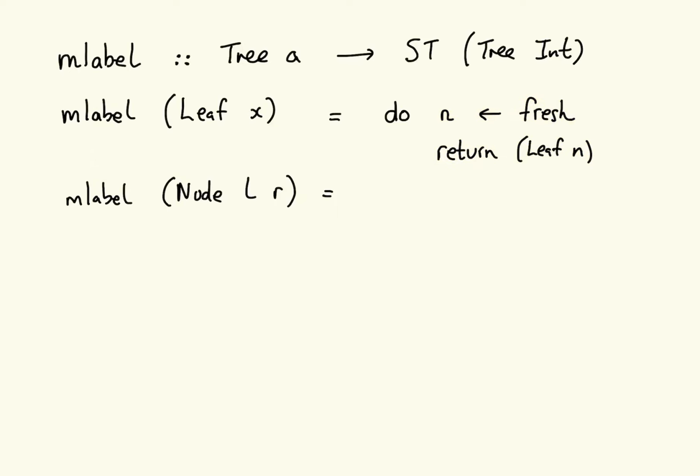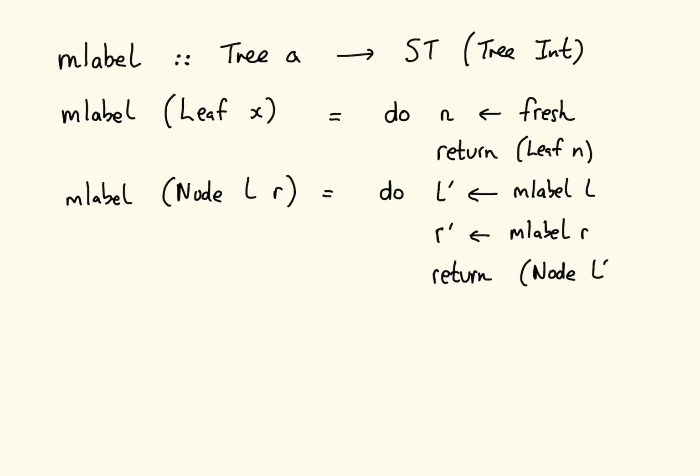What happens in the recursive case? Well, this is also very simple. We're just going to have a do, and all we're going to do is recursively relabel the left subtree. So I'll call mlabel on the left subtree, and that will give me a labeled tree L prime. I will recursively relabel the right subtree, and I will call the relabeled tree R prime. And then all I need to do is package that up as a Node, L prime and R prime. And I'm done.